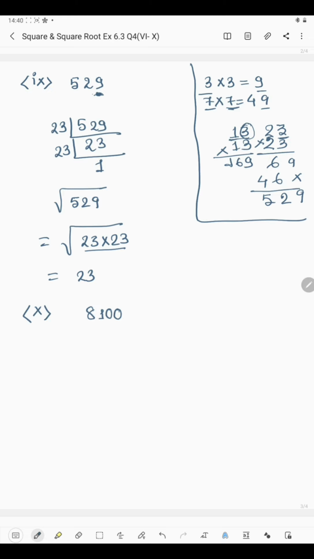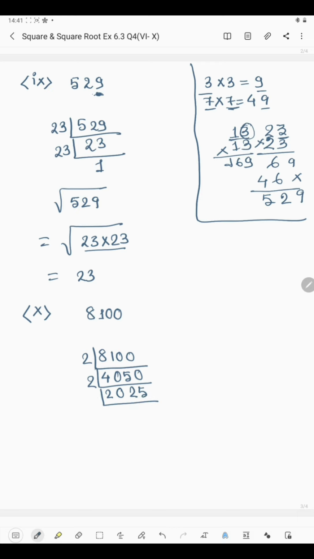Okay. Now coming to the last part. The last part we have 8100. Now we know that if zeros are at the end at ones place, we can say that it is divisible by 2. So 2 4s are 8, then 0, 2 5s are 10, then 0. Again it will be divisible by 2, 2 2s are 4, 0, 2 2s are 4, 2 5s are 10.